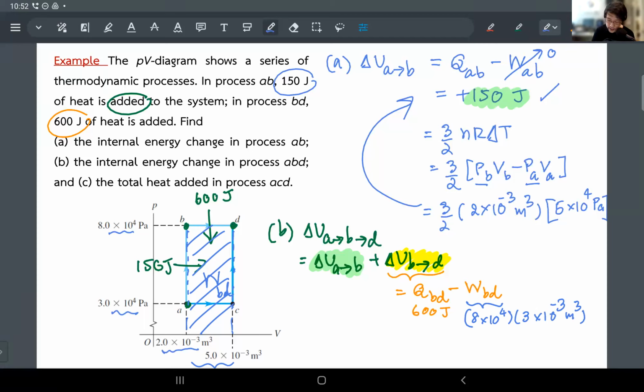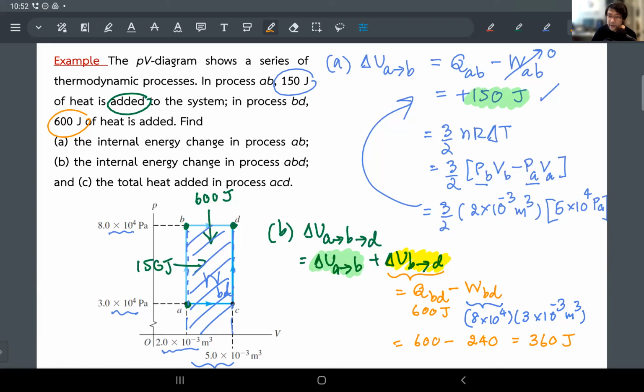I'll just keep going. So it's going to be 600 subtract out that 240. Just this part alone gives you 360 joules. So very good, guys.